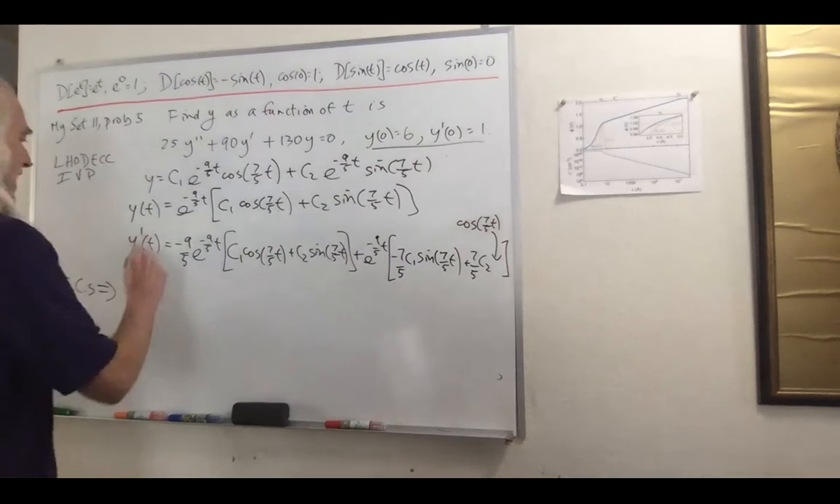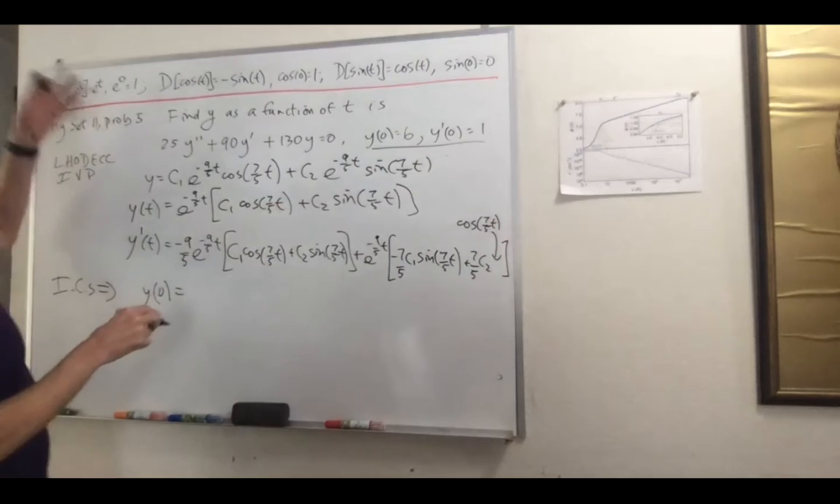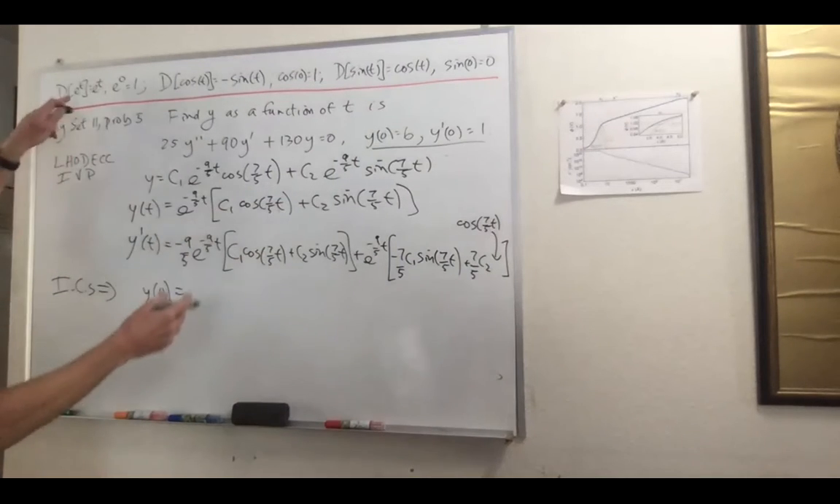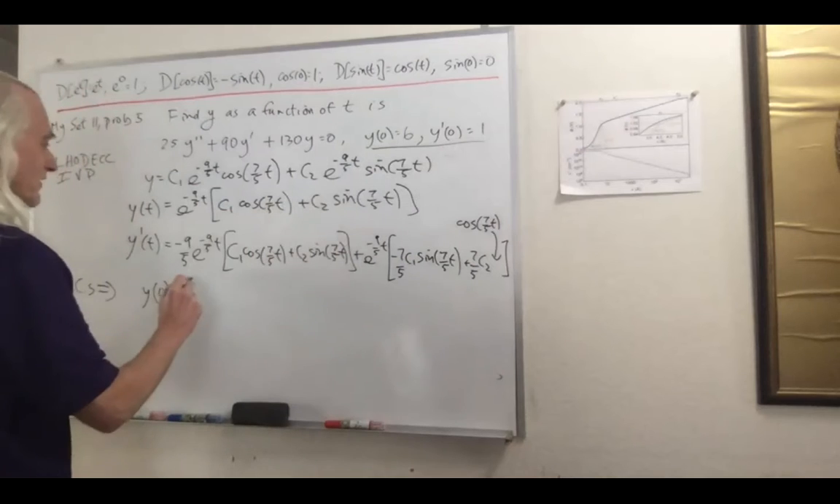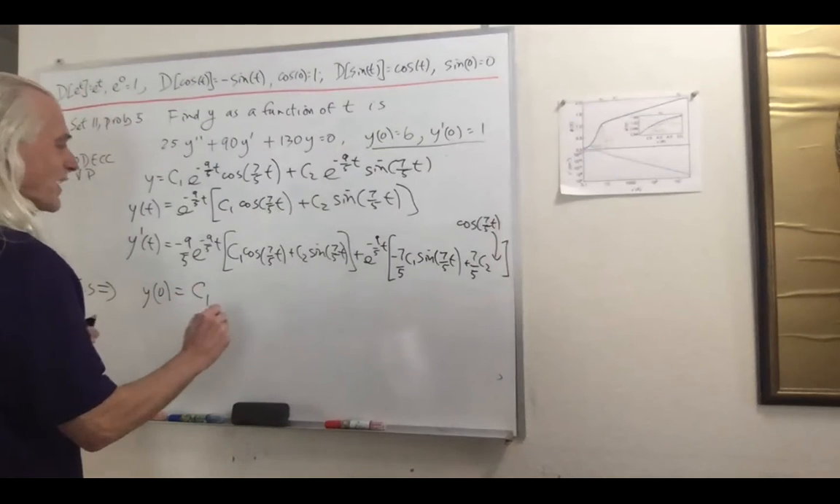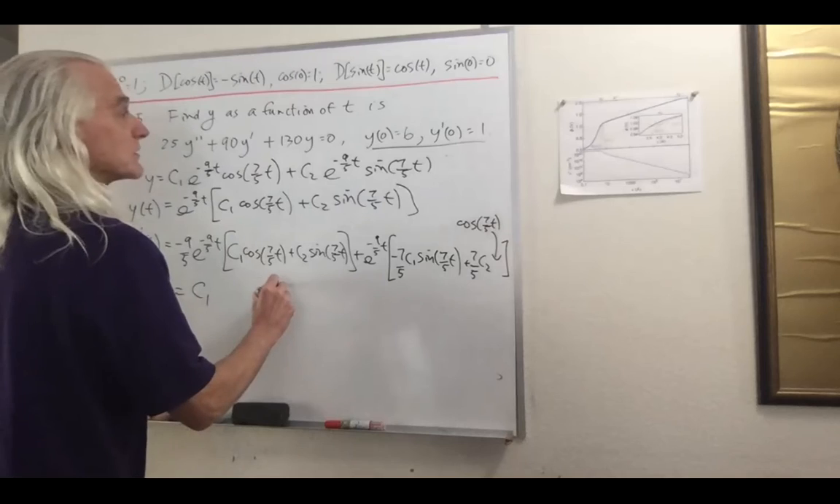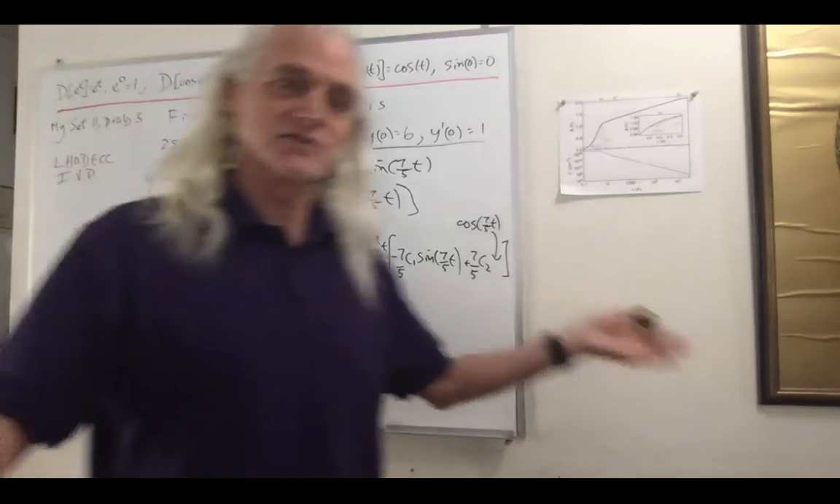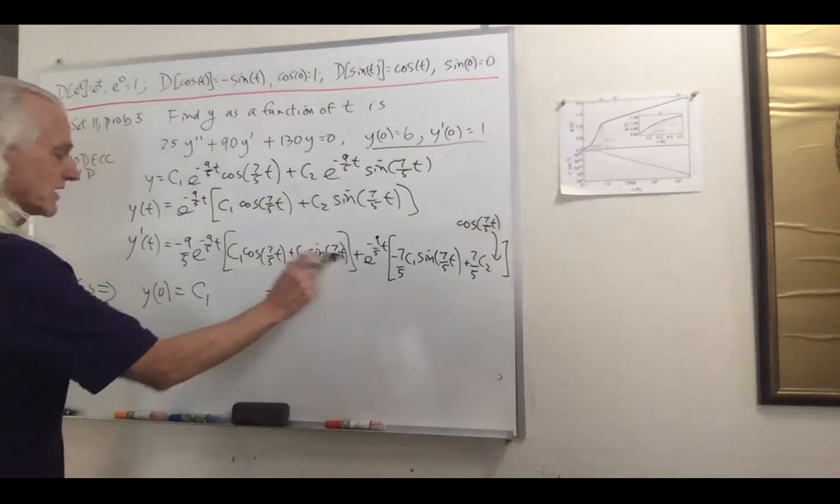These imply that y of 0 from the formula, it looks really complicated, but e to the 0 is 1, cos of 0 is 1, sine of 0 is 0. So y of 0 is just c1 when all the dust settles. And I'm going to set that equal to 6. So we've got half the coefficients already. And I put the break here because there's 0 times c2.